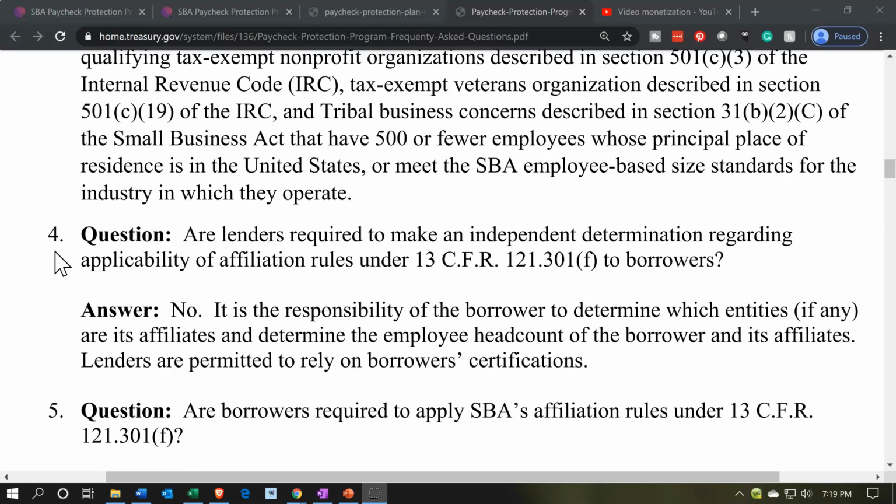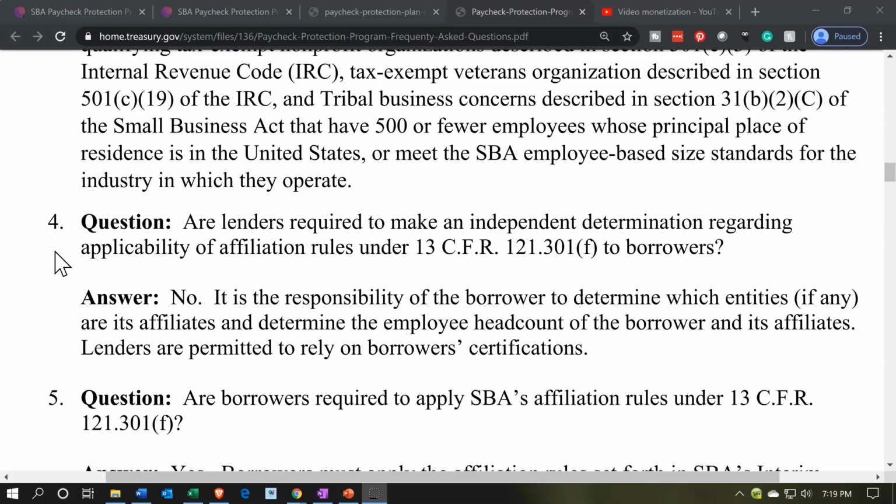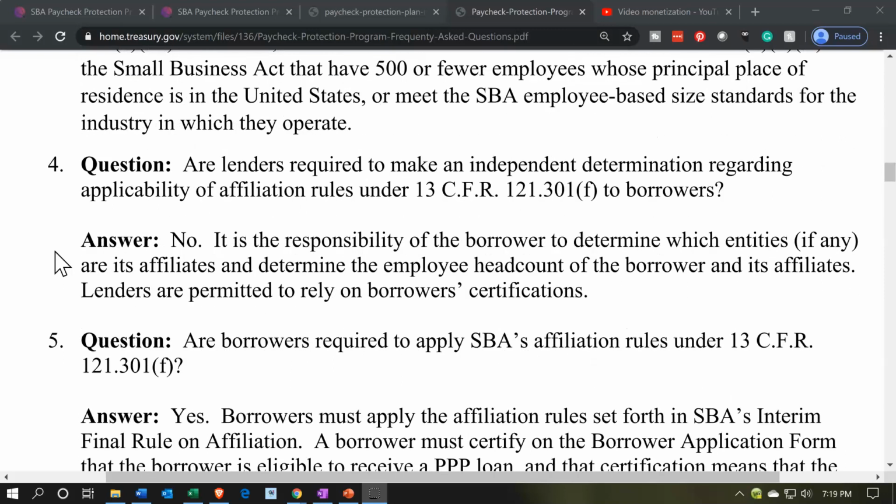Question: are lenders required to make an independent determination regarding applicability of affiliation rules under 13 CFR 121.301(f) to borrowers? Answer: no. It is the responsibility of the borrower to determine which entities, if any, are its affiliates and determine the employee headcount of the borrower and its affiliates. Lenders are permitted to rely on borrowers' certification.